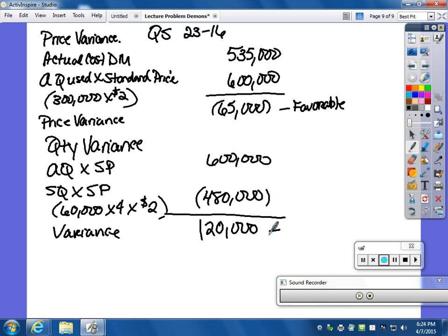Because if we take the standard, it is less than the actual or flexible. If you compare, standard is less than actual. All right, moving along, quick study 23-17.